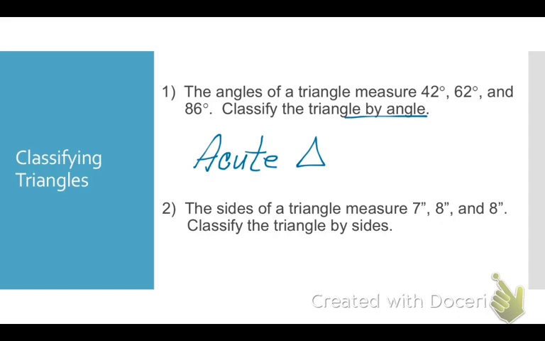Problem 2. The sides of a triangle measure 7 inches, 8 inches, and 8 inches. Classify the triangle by sides. Well, since we have two sides that are the same length, this is an isosceles triangle.